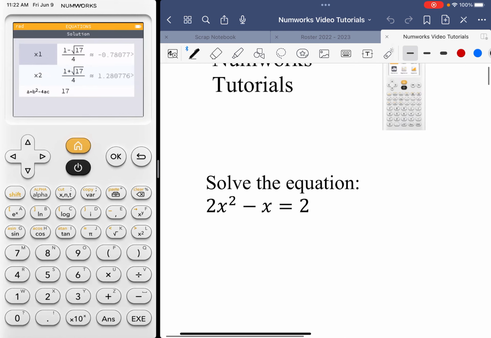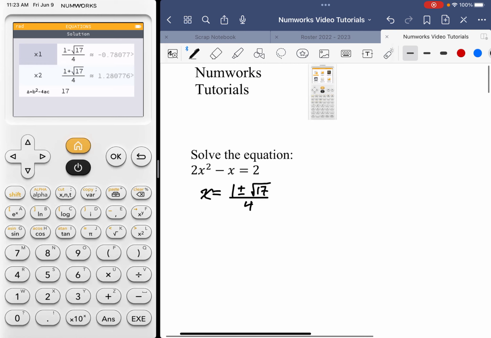It also gives you the discriminant, right? The value under the radical, but I think that's kind of obvious because the value under the radical is whatever the value under the radical is, so it's pretty straightforward that way. So x is going to be equal to 1, and I'm going to write it as plus or minus rad 17 over 4. So nice and easy.